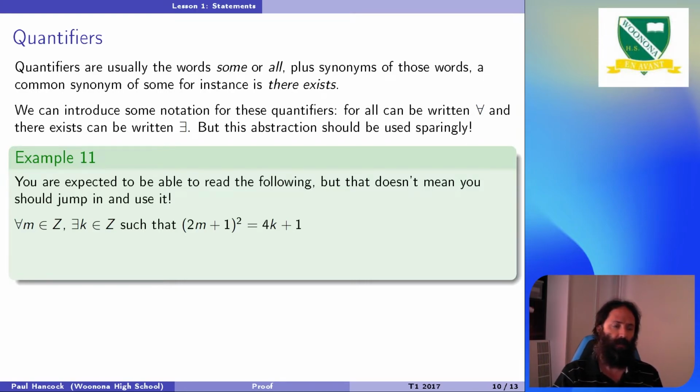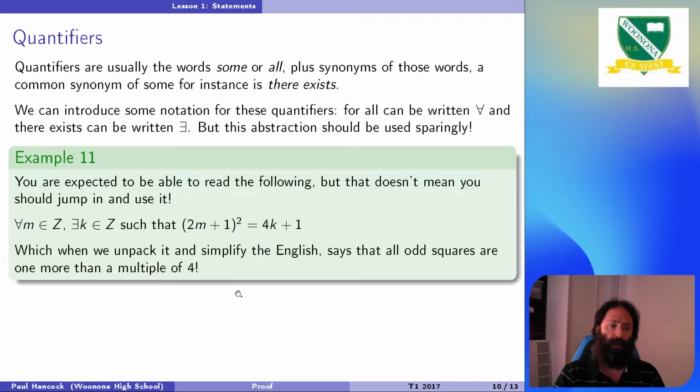And you can see it looks quite daunting until you get used to reading them. So let's try and unpack it. Okay, when we unpack it in simple English, if you can see here, this says for all m in Z, for all m in the integers, there exists a k in the integers, such that (2m+1) all squared is equal to 4k+1. Well, let's unpack what that actually says.